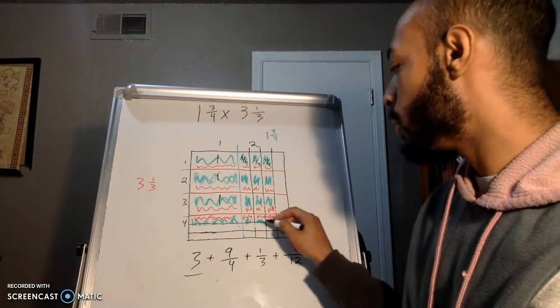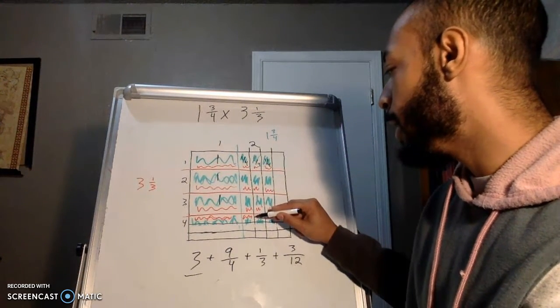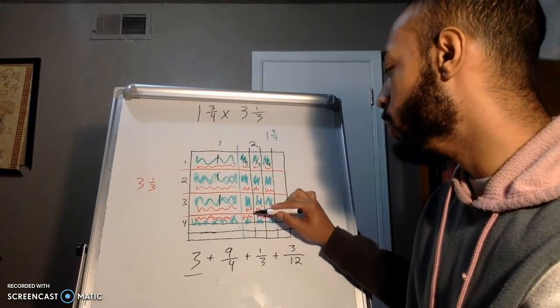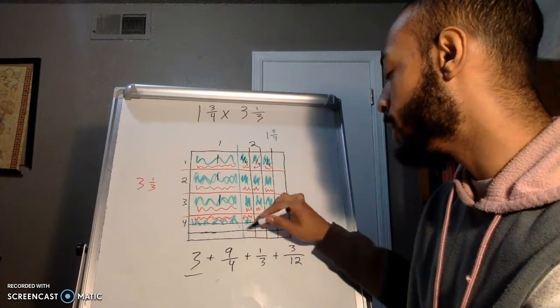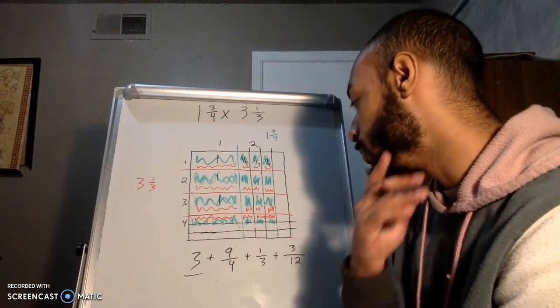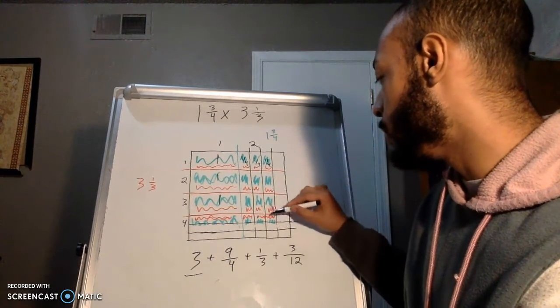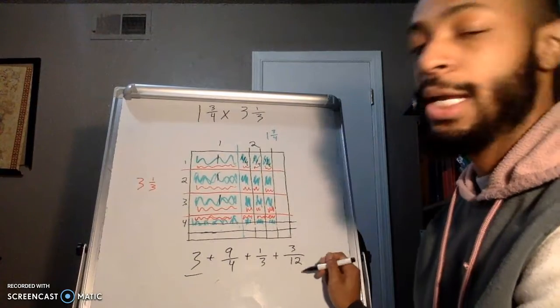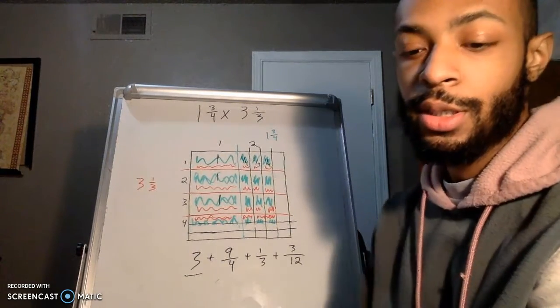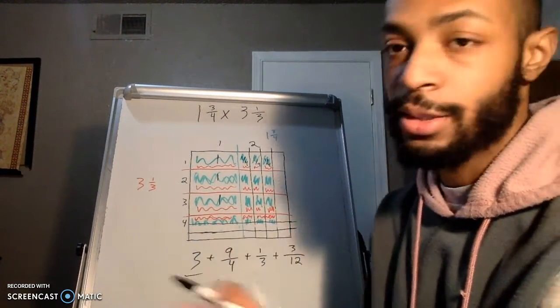And then here in this quadrant, they overlap, and it actually got cut into 1, 2, 3, 4, 5, 6, 7, 8, 9, 10, 11, 12. It got cut into 12 sections. So I go in and I count 1, 2, 3 of them are overlapping, and I get 3/12. Now we're going to use this to find the answer.